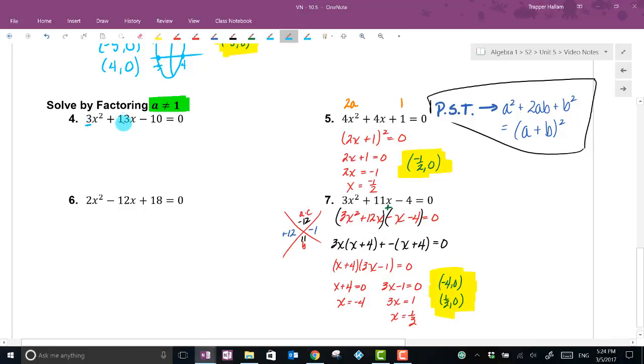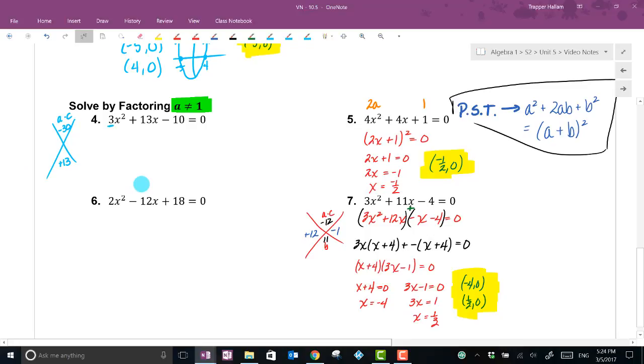Well, 3 is not divisible into 13 and is not divisible into 10. So at this place, we're not able to take a GCF, which is perfectly fine. So now we're going to start our x, and we're going to say a times c, which is 3 times negative 10, or negative 30, right? We're going to see what values that multiply to negative 30 are going to add to positive 13. So let's make ourselves a little list over here.